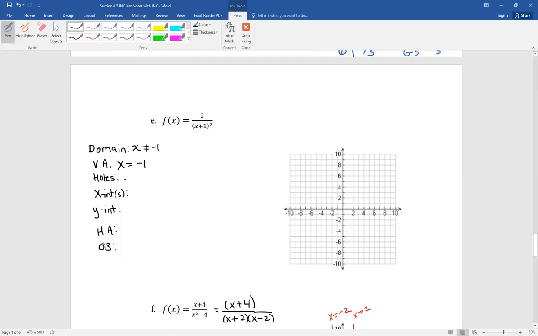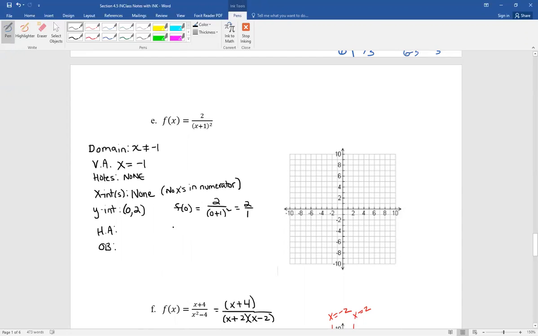Holes are things that happen when some factor on top cancels with some factor on bottom. That's called a removable discontinuity. We do not have anything canceling, so that means we have none for holes. We also do not have any x-intercepts because you must have a factor of x on top after reducing, and we have no x's in the numerator. And that is after you've canceled or reduced. That's when you check that. The y-intercept, you plug in 0 for x. So 2 over (0 plus 1) squared is going to be 2 over just 1, because 1 squared is still 1. So that is 2. So (0, 2) is where we're going to cross the y-axis.